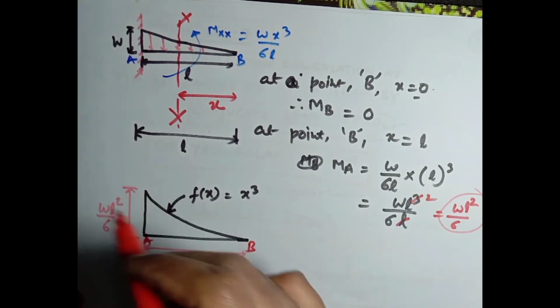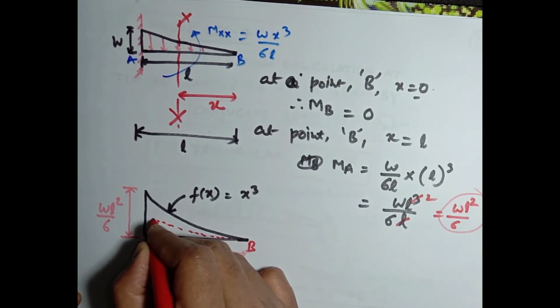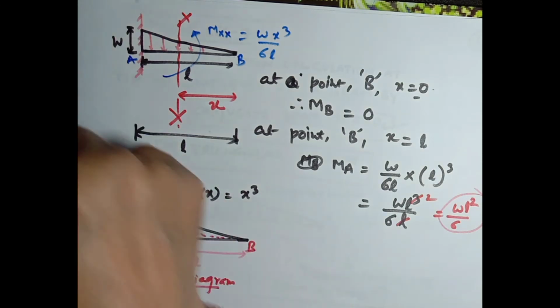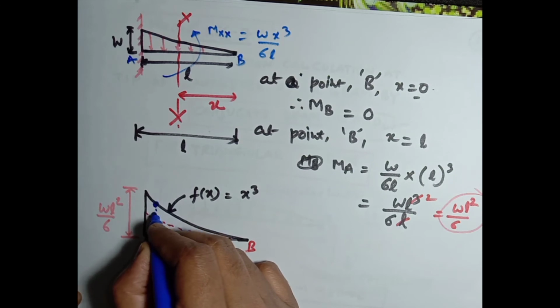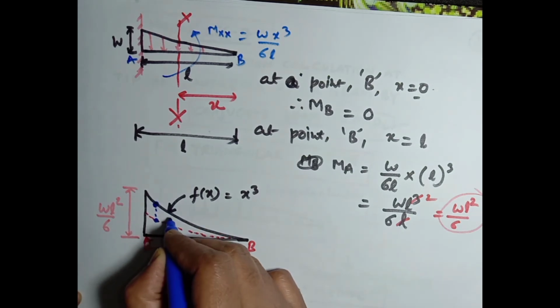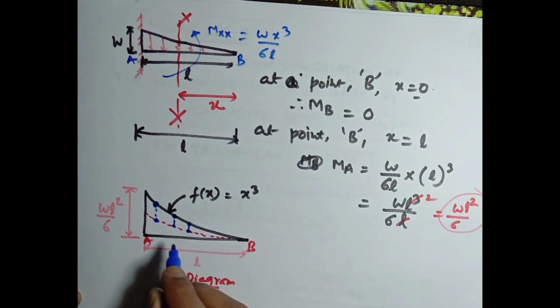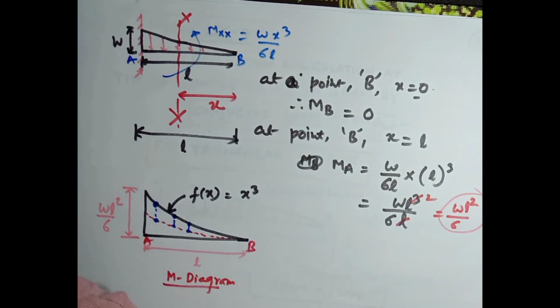So in the M over EI diagram the curve profile will be the same, but its value will be somewhat less than this one, because every y coordinate is divided by a constant value of EI. If we divide this y coordinate by the constant EI, this point will be shifted here, and if this point is divided by EI, it will be here, and if there is a point in this M diagram which is divided by EI, it will shift here. So the curve will be somewhat less than this value, but the profile will be the same.